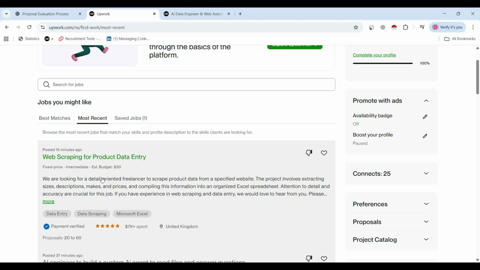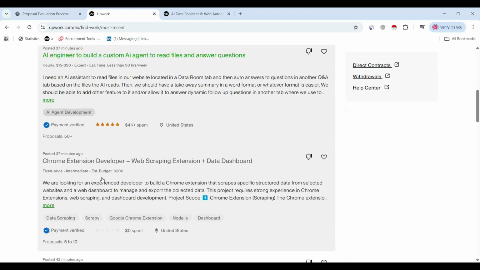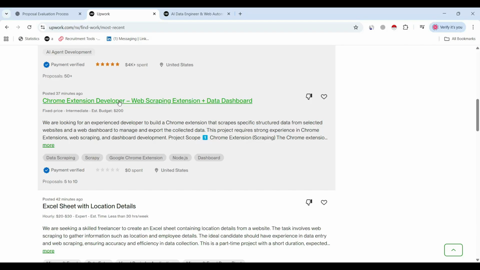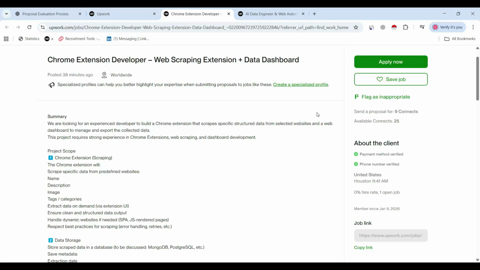Alright, let's do a fresh and detailed analysis of a recent job posting. I will open this job in a new tab so we can review it properly step by step. Firstly, we can see that this job requires 9 connects to submit a proposal. The payment method is verified, which is a positive sign. The client has also verified their phone number as well. However, at the moment, this client has no reviews. If we look at the hiring data, the hire rate is 0%, and this appears to be the client's first job on Upwork. Only one job is currently open.